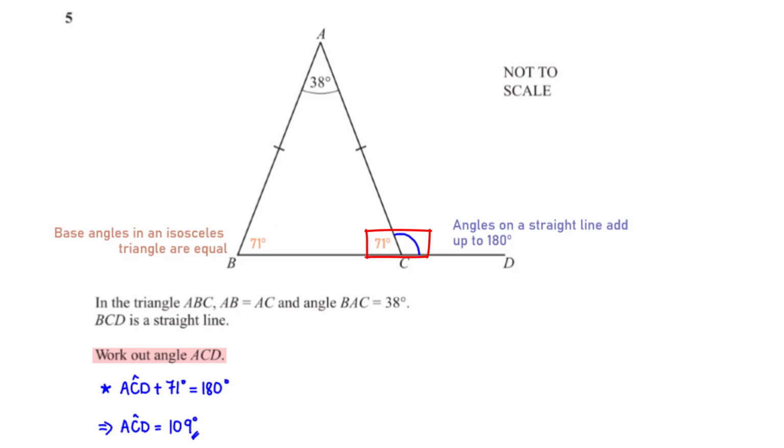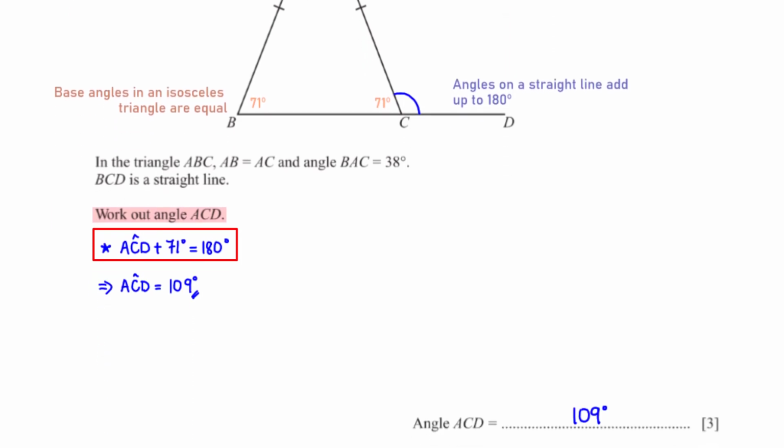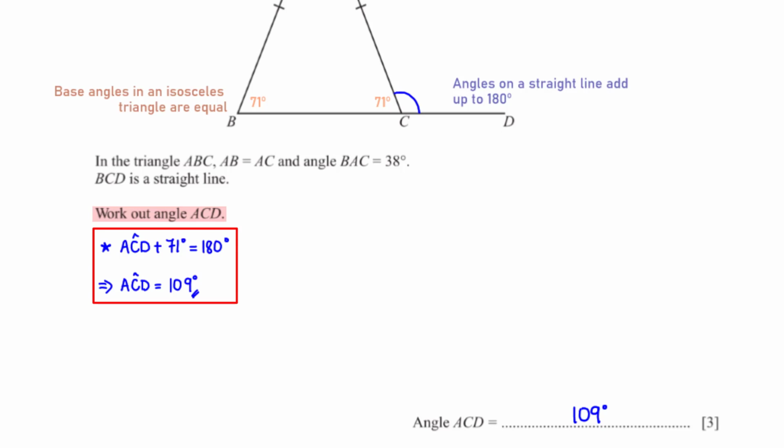Angles on a straight line add up to 180 degrees. So we have angle ACD plus 71 degrees equals 180 degrees. When we subtract 71 from both sides, we get angle ACD equals 109 degrees.